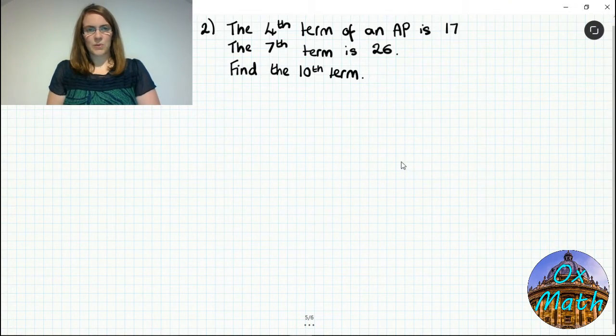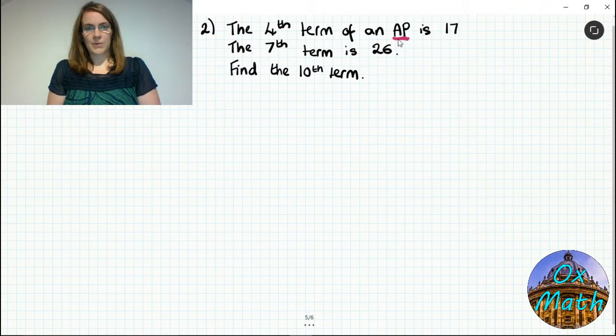So for question number 2, we aren't actually given the sequence, but we are told the 4th term is 17, we're told the 7th term is 26, and again we are told that it is an arithmetic progression, so we know that the difference will be constant each time.